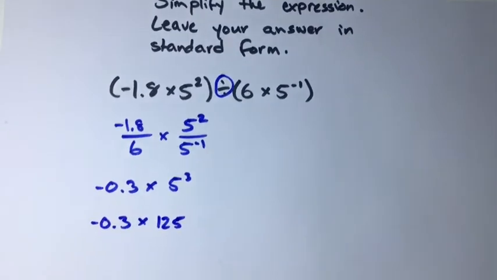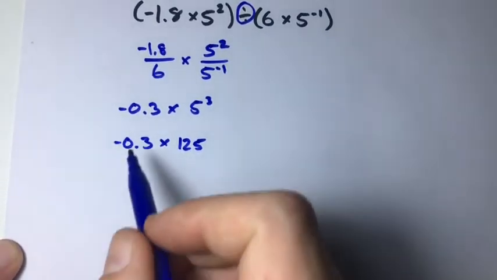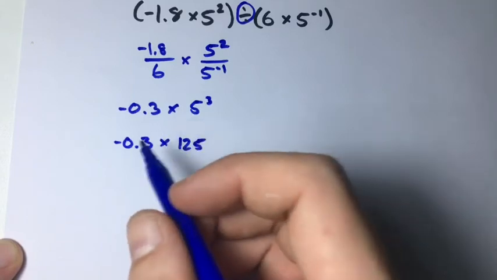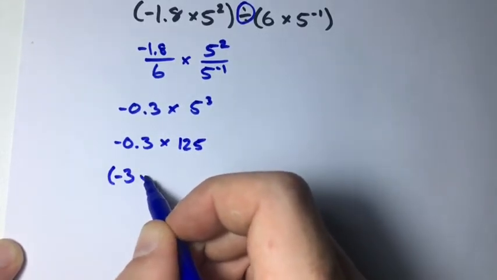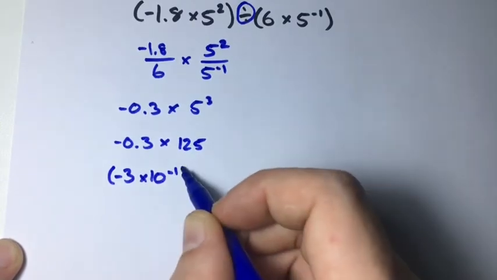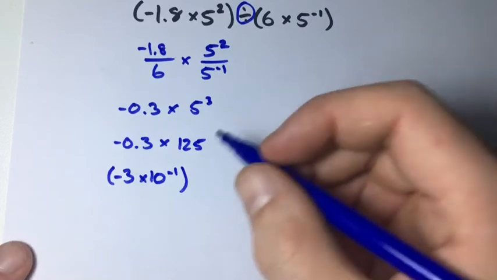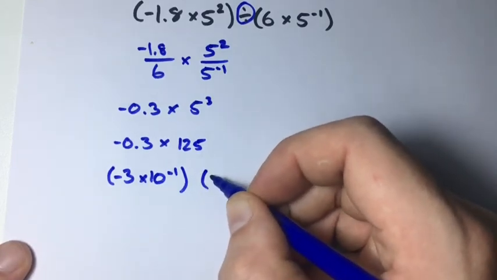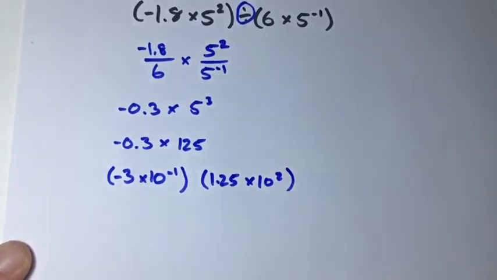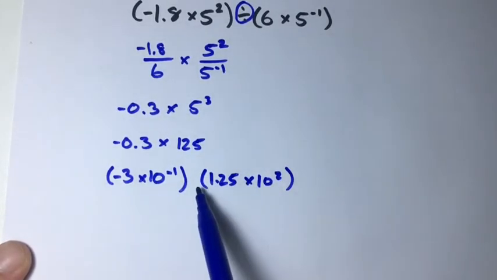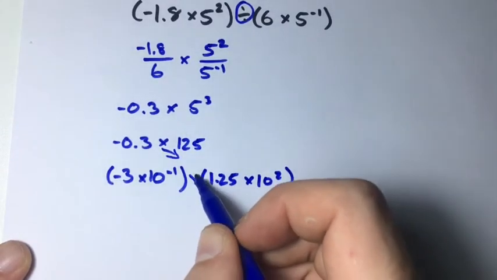Now, let's write these in scientific notation and then work it out. So negative 0.3 in scientific notation is the same thing as negative 3 times 10 to the negative 1. 125 in scientific notation is the same thing as 1.25 times 10 squared. Now, the sign we want to put in the middle is multiply because that's what we have here, multiplication.